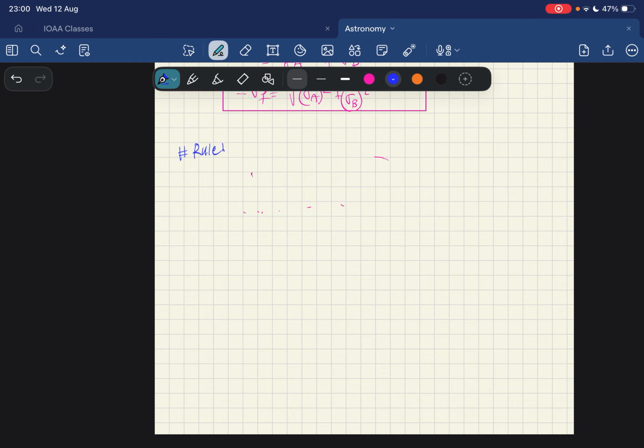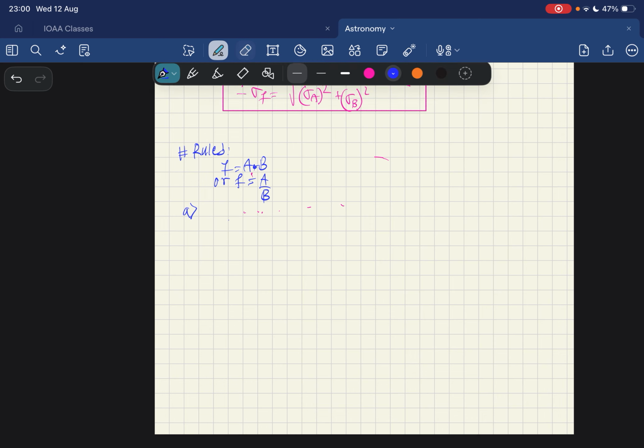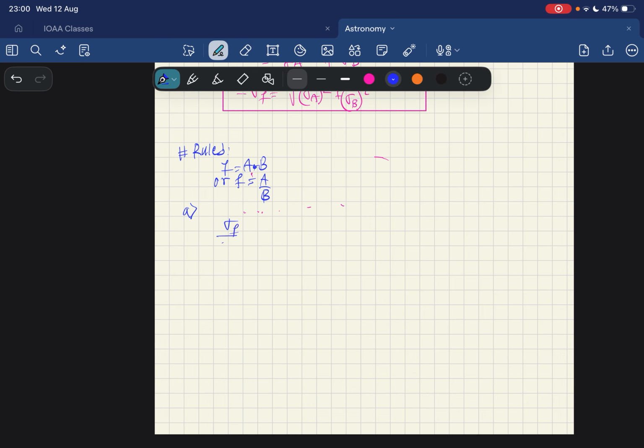Rule number 3, for f equals a times b, or f equals a divided by b. The uncertainty will be (sigma f divided by f) squared equals (sigma a divided by a) squared plus (sigma b divided by b) squared. It's the same thing in quadrature, but with this different formula. It's actually quite easy.